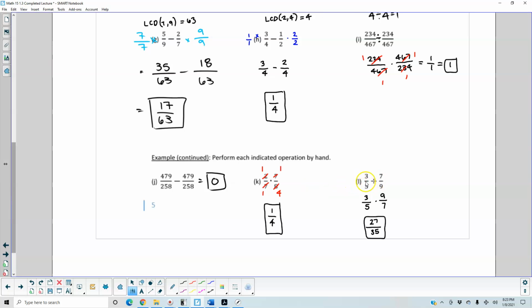The last one here on this page, 3/5 divided by 7/9. We change the division to multiplication, take the reciprocal of 7/9 to be 9 over 7. So there's nothing for us to simplify. So 3 times 9 is 27, and 5 times 7 is 35.